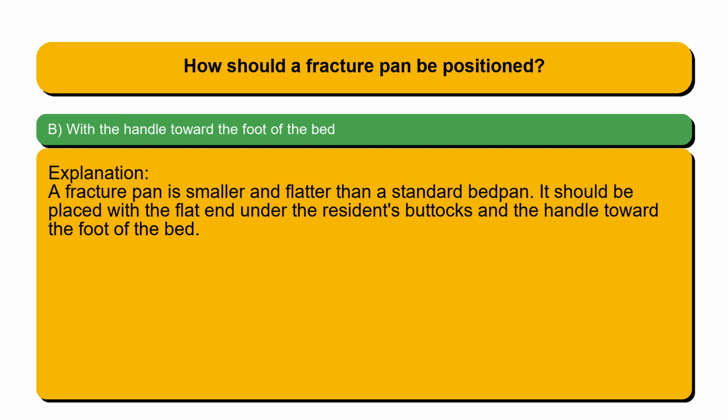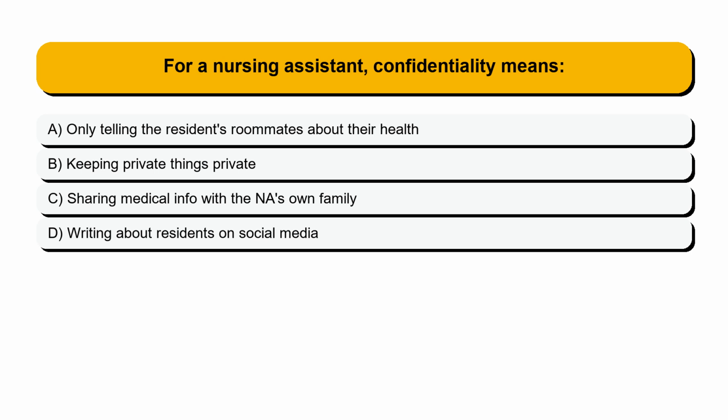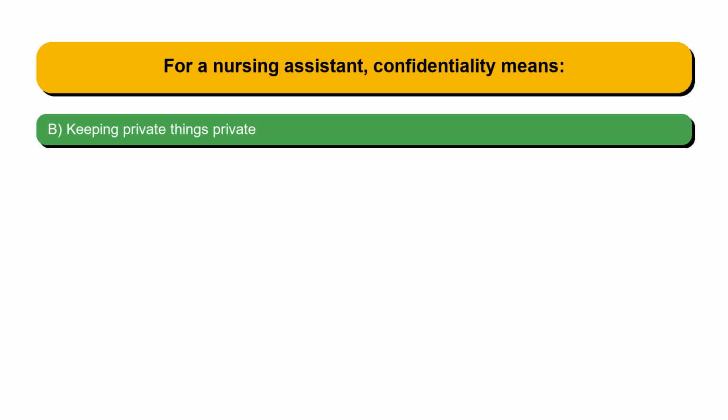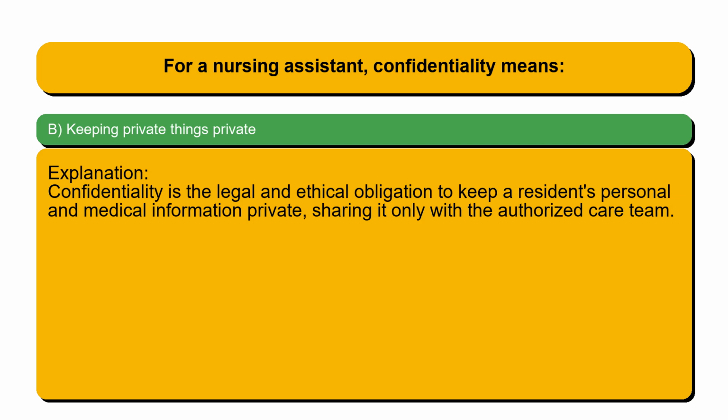Question 26. For a nursing assistant, confidentiality means: Option A. Only telling the resident's roommates about their health. Option B. Keeping private things private. Option C. Sharing medical info with the NA's own family. Option D. Writing about residents on social media. The correct answer is option B. Keeping private things private. Confidentiality is the legal and ethical obligation to keep a resident's personal and medical information private, sharing it only with the authorized care team.